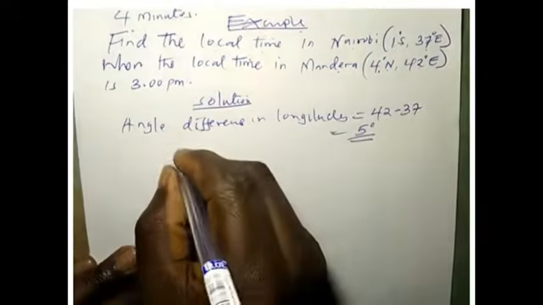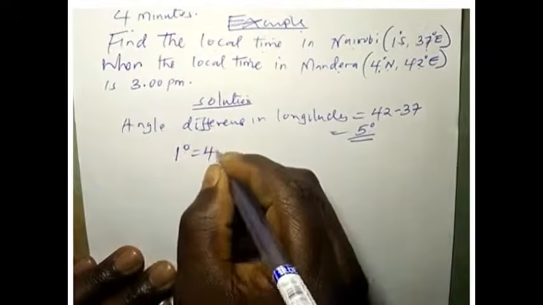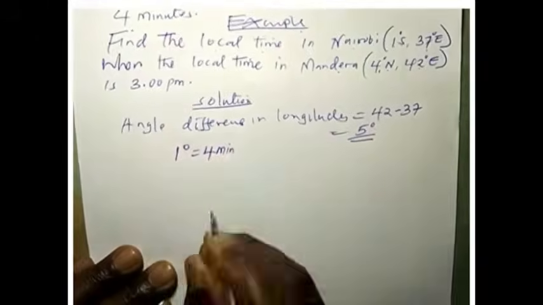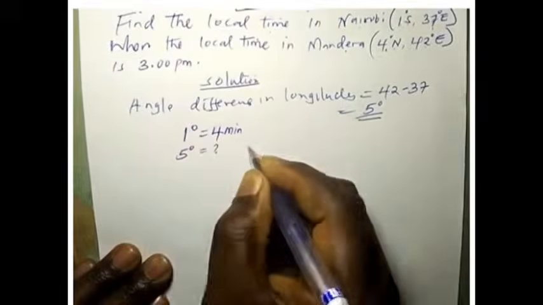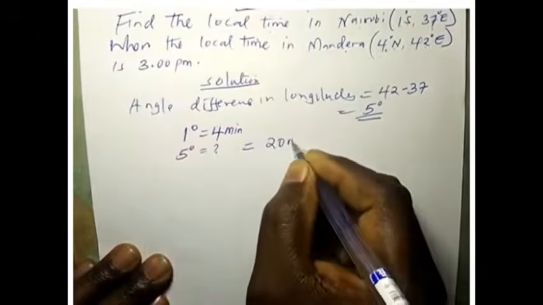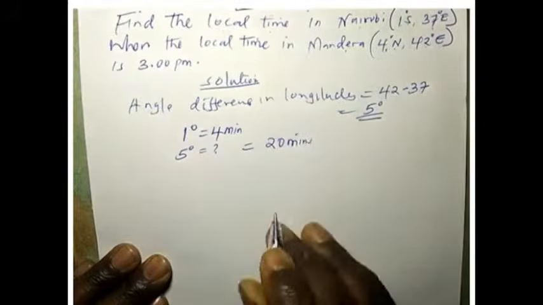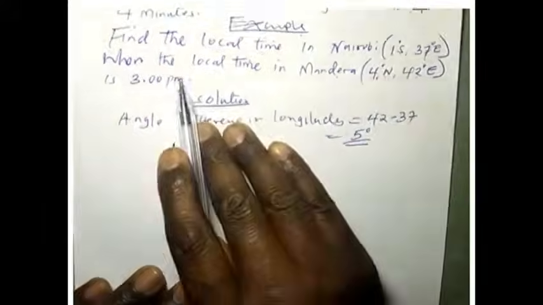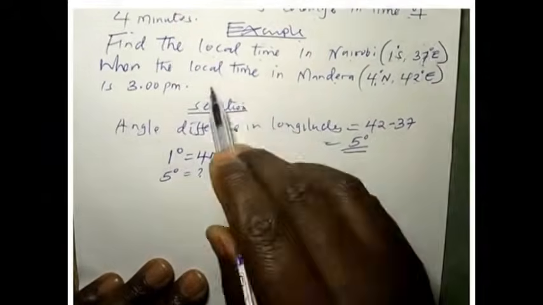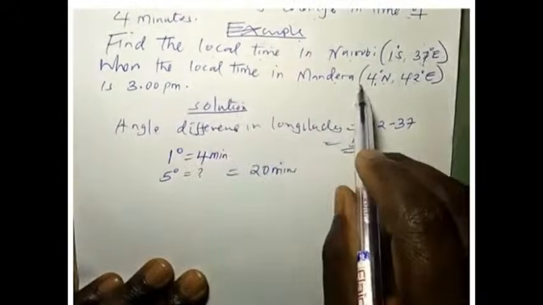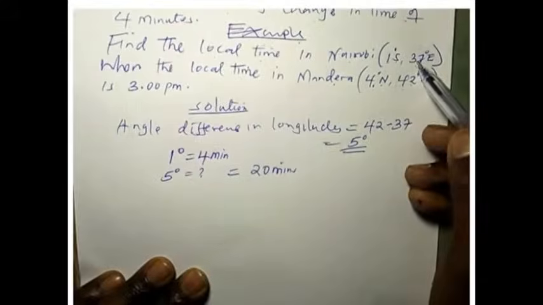But we know that 1 degree is equal to 4 minutes. So now we want to find out the difference in time. You will ask, 5 degrees will be what? This one will give us 20 minutes. But as you can see, Nairobi is 37 east, and then Mandera is 42 east, meaning that Mandera is ahead of Nairobi.